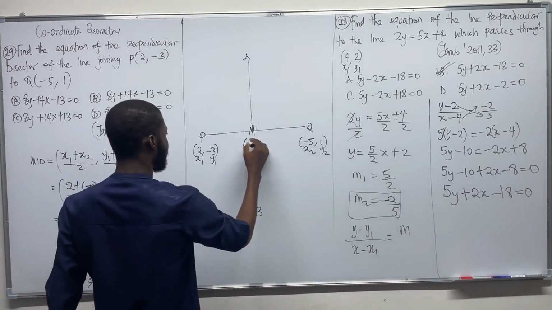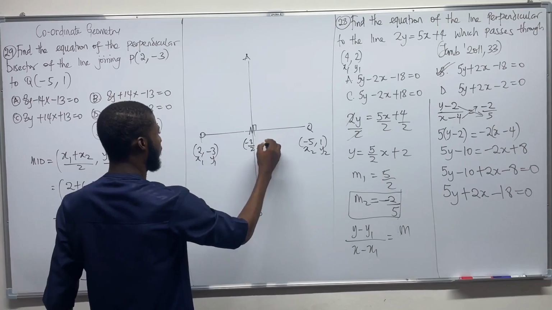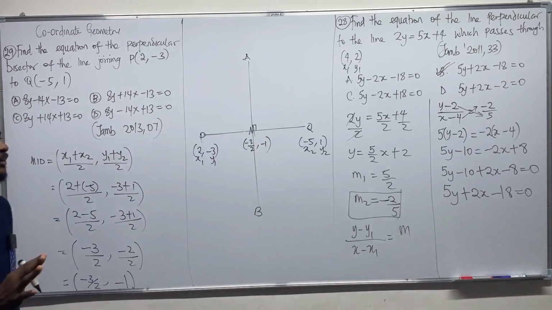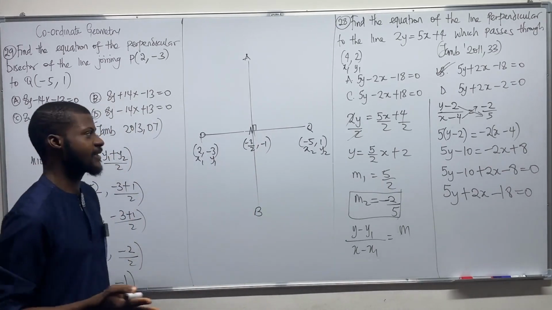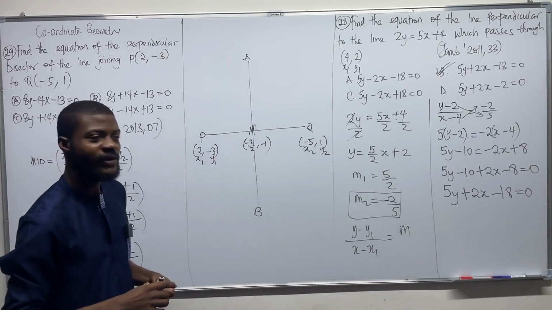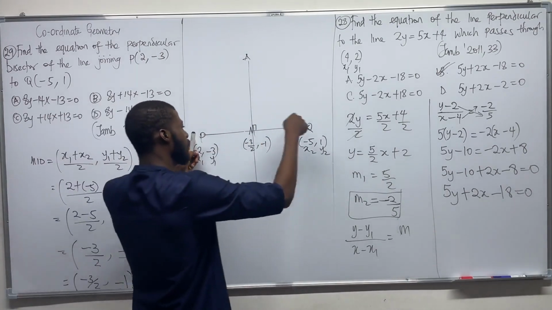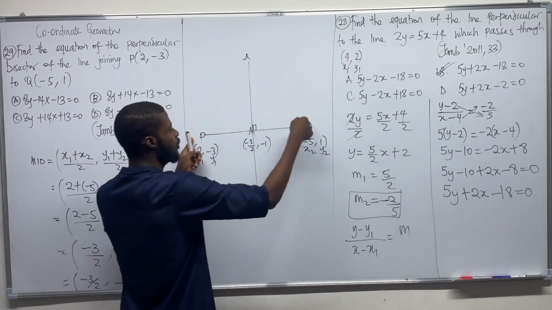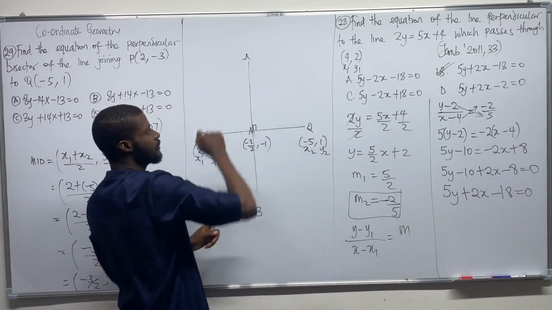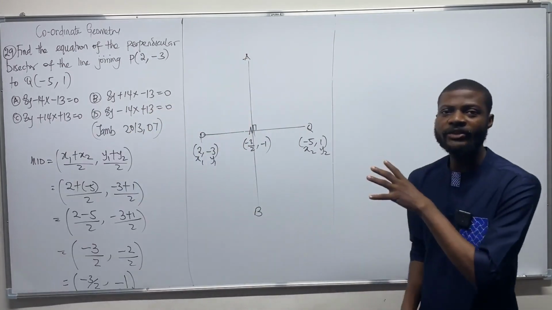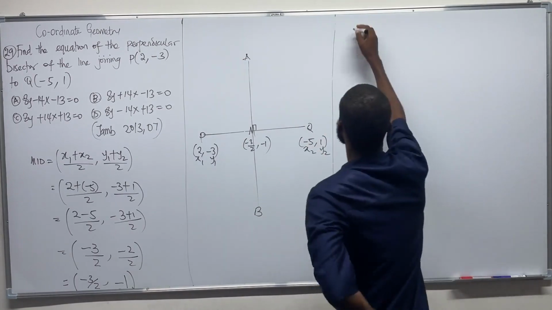And that point is (-3/2, -1). So that's a point, but we still need to find the gradient. Now, how do we find the gradient? First of all, what is the gradient of PQ? If you can find the gradient of PQ, you can then find the gradient of AB. So let us find the gradient of PQ.